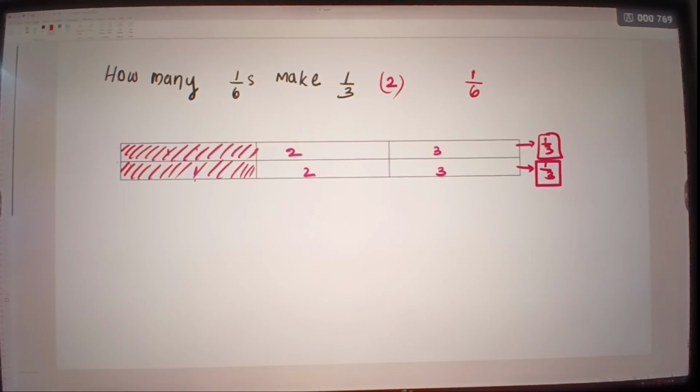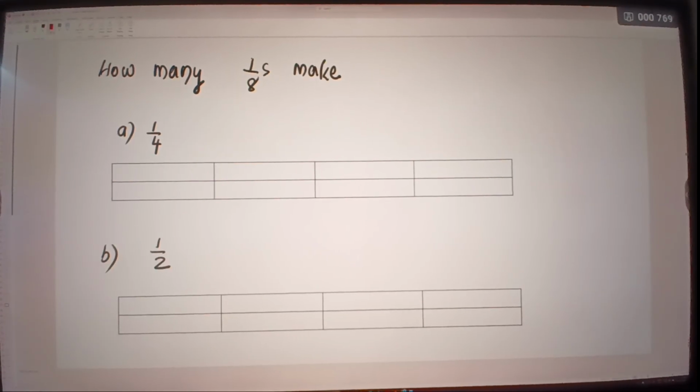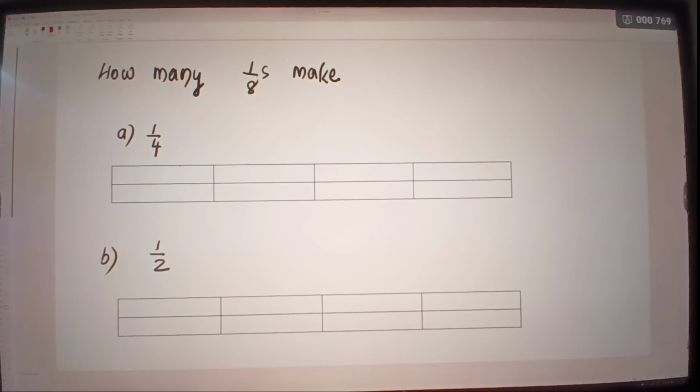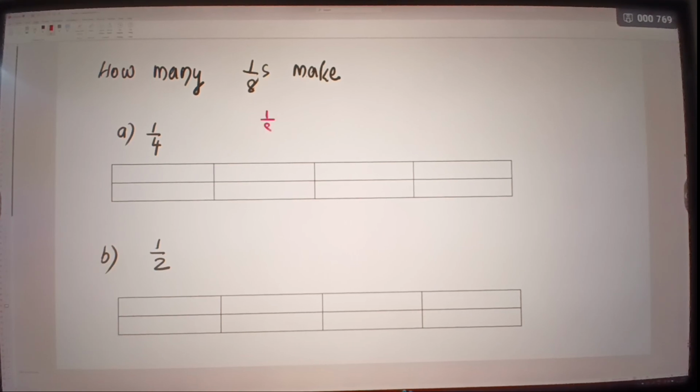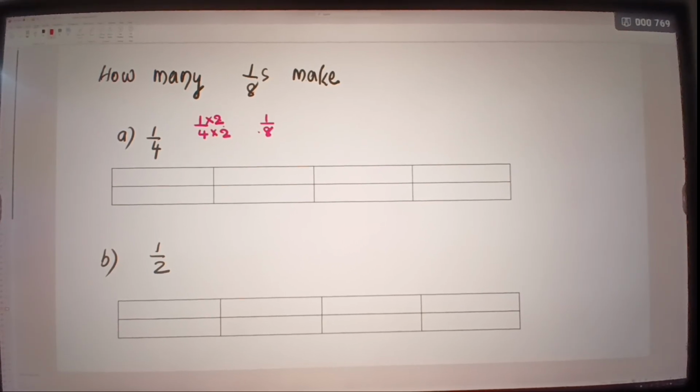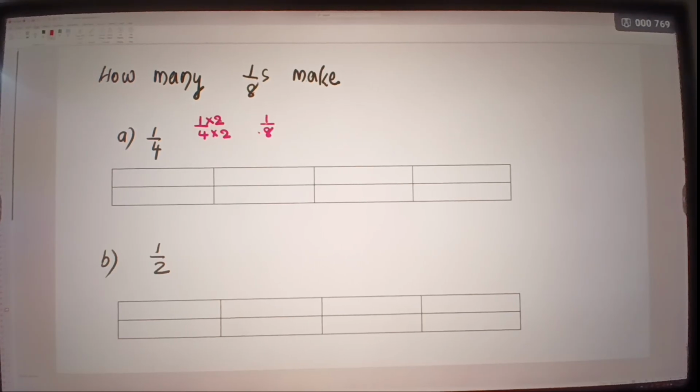If you shade two boxes, you will get 1/3. So how many 1/8 make 1/4? So 1/4. From 1/4, 1 times 2 gives you 2, and 4 times 2 gives you 8. So how many 1/8 make 1/4? Two. If you multiply by 2, you will get 1/8.